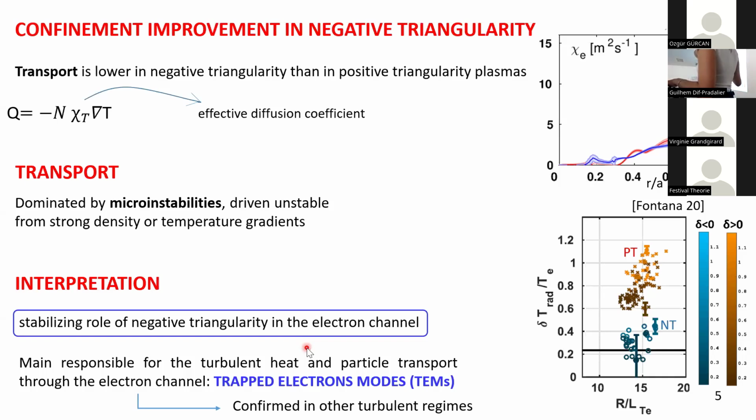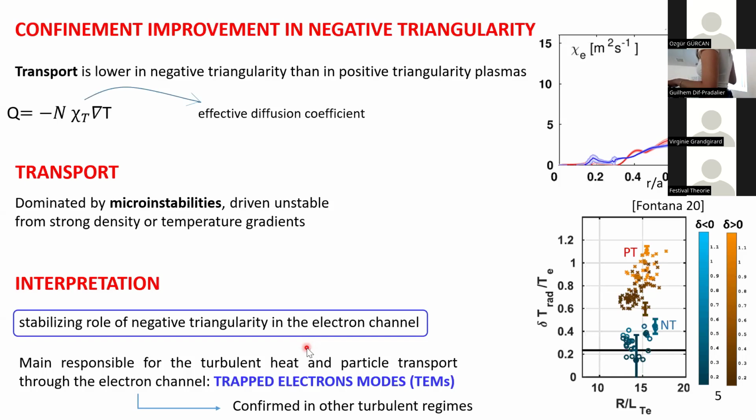Here you can see, just to give you an interpretation, a visualization on this, from an experiment on TCV: the perturbation of the temperature plotted for positive triangularity plasma and negative triangularity ones as a function of the temperature gradient. You can see that positive triangularity ones have a higher perturbation than the negative triangularity plasmas, even for the same gradient, so the same drive of instability. We will focus today on the electron channel.